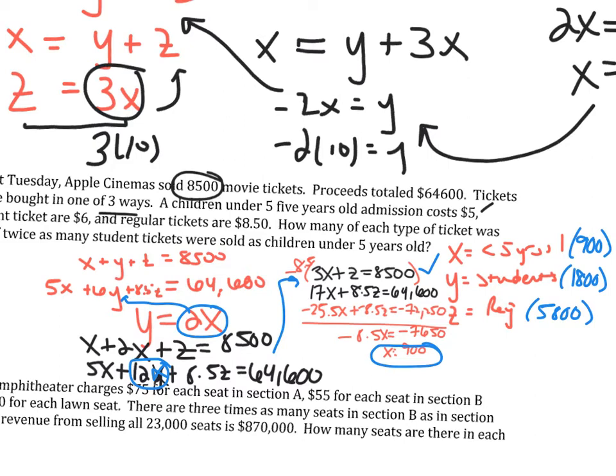You could also use substitution here and solve for z and then substitute that in for the other equation, but you should get 900 for x, and then you know that y, or aka students, are double x, so that has to be 1800, and then finally I used this equation to plug in what x and y were, and then I just subtracted them to get z. So your final statement you should write out. I don't have a lot of room, so I would say there were 900 children tickets sold, 1,800 student, and then 5,800 regular tickets sold.